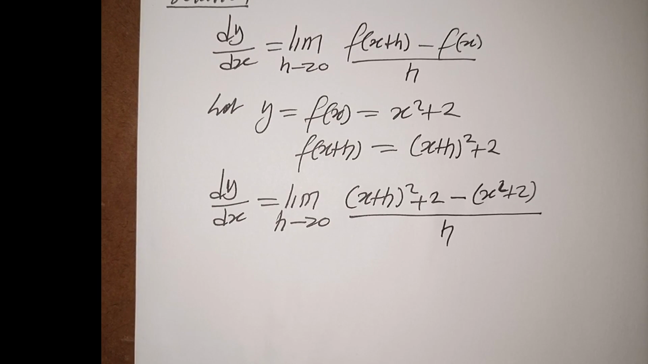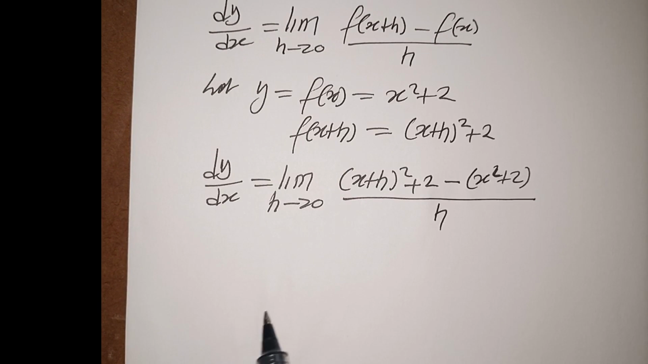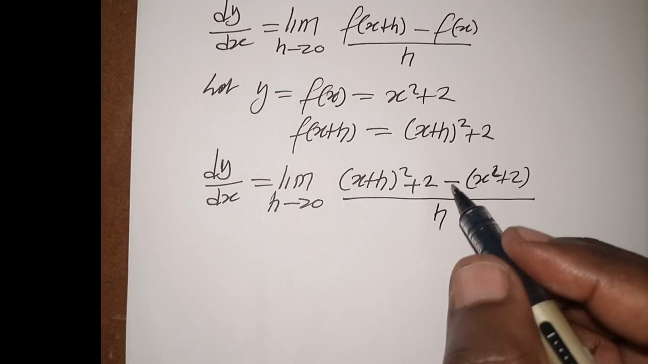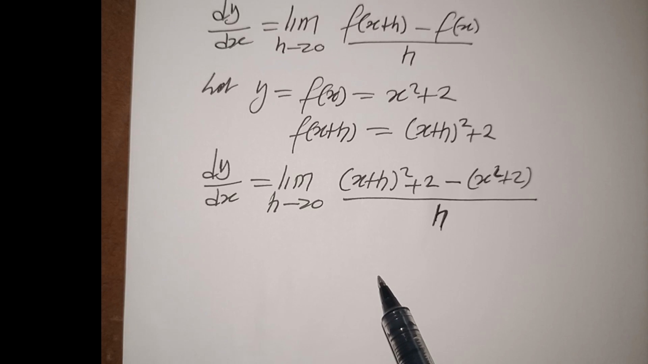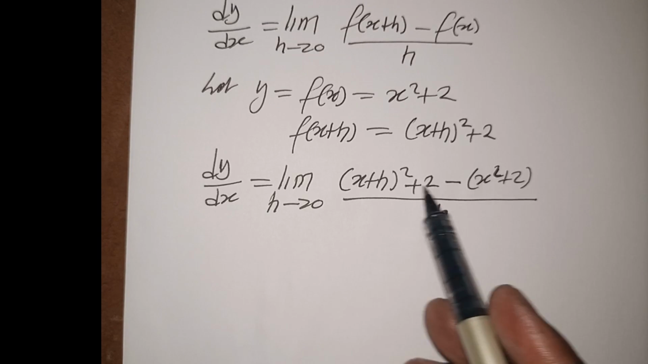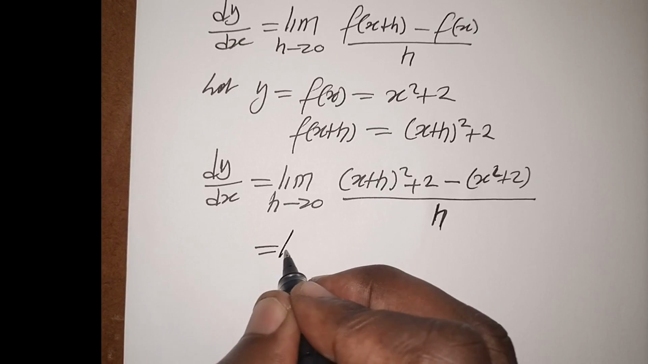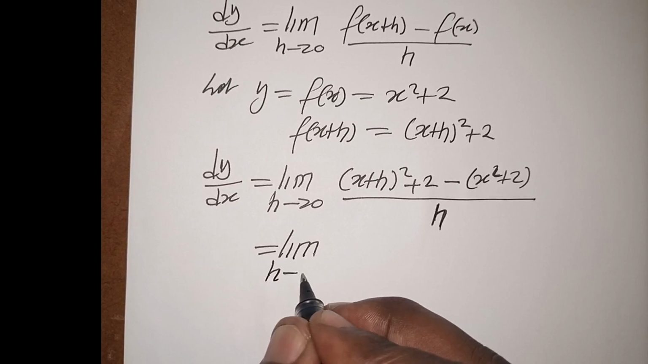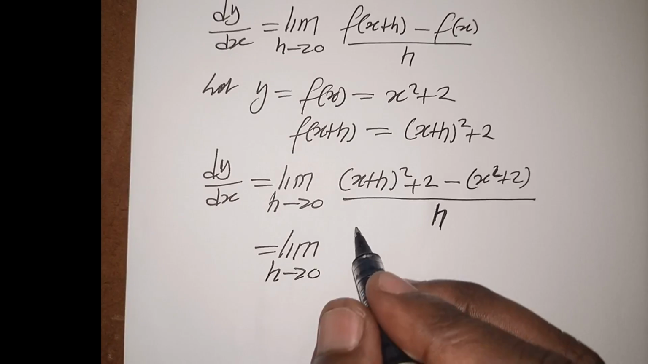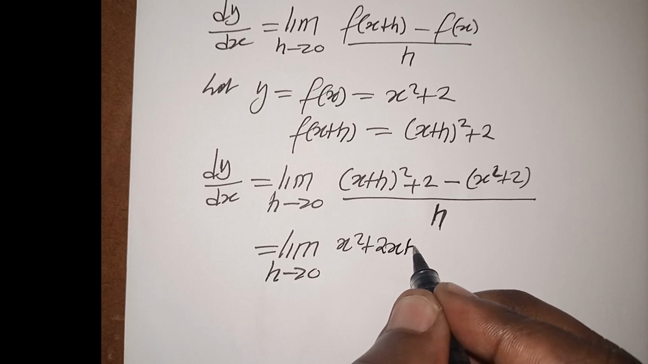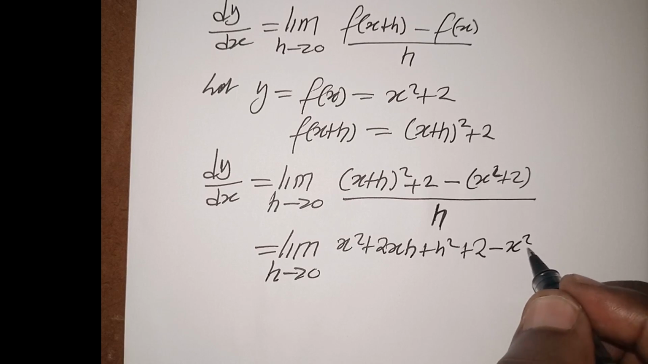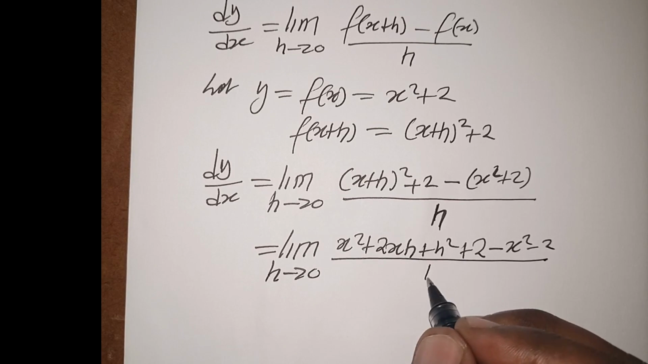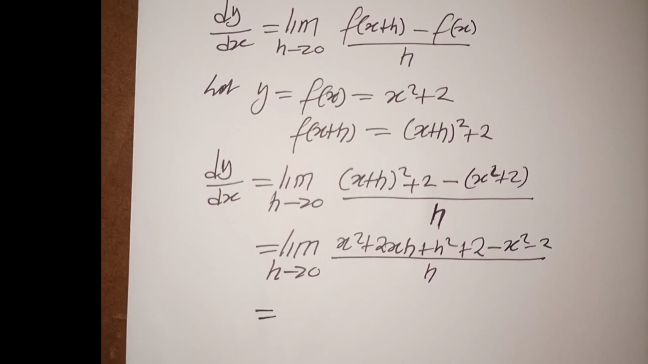Everything over h there. At this point, you're supposed to substitute h with 0. But when you do that, you're going to get an indeterminate solution, which will be undefined. So what do you do? You try to simplify the numerator and see if something will cancel out. So as h goes to 0, expanding the first term, you get x squared plus 2xh plus h squared plus 2 minus x squared minus 2, everything over h.